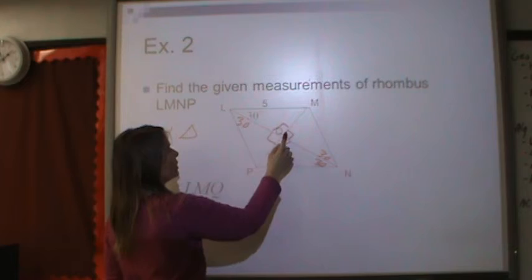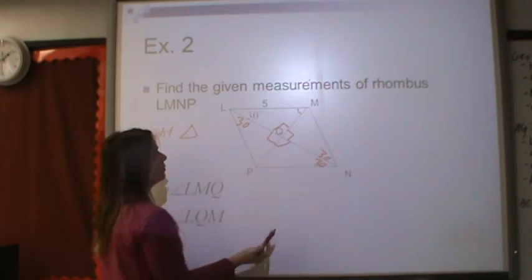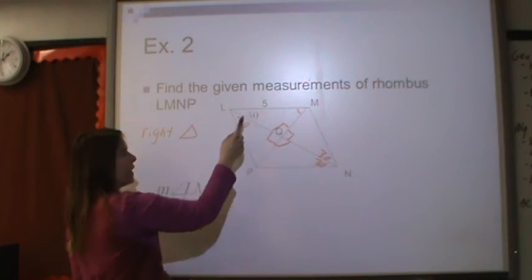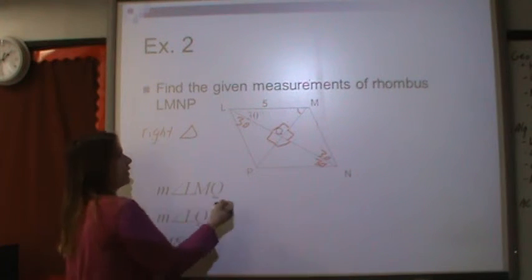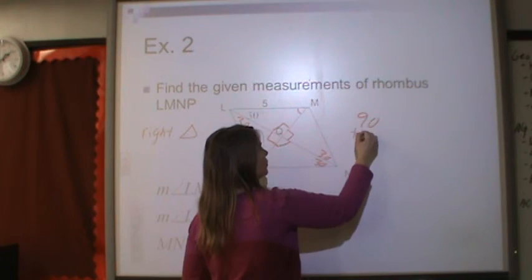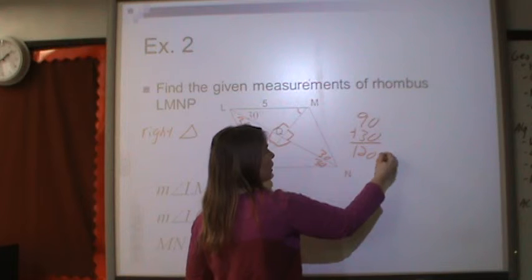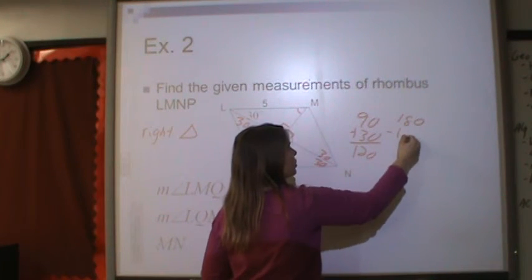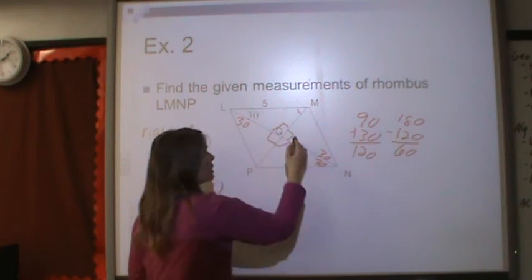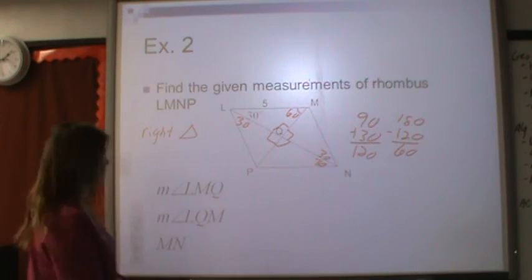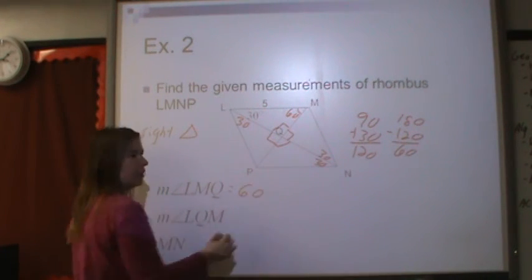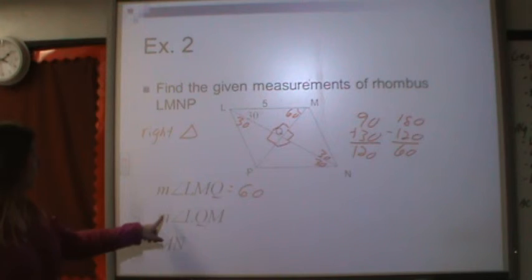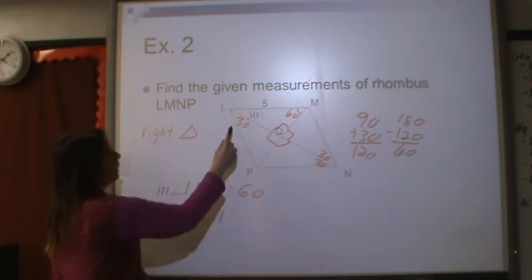LMQ is here. I do not know that measurement, but I know that one's 90 and that one's 30. So I can do 90 plus 30, which gives me 120, and subtract from 180 since it's a triangle. That tells me that this angle here is 60 degrees. So LMQ is 60.